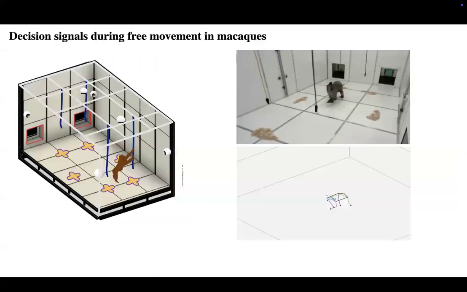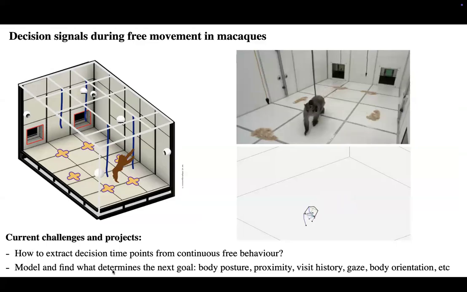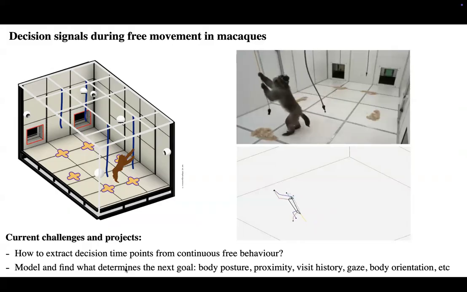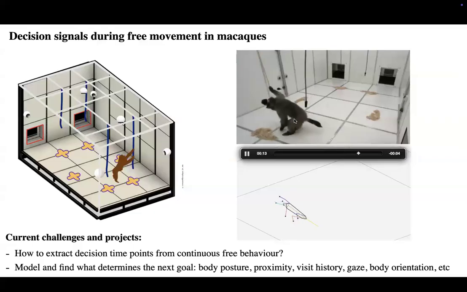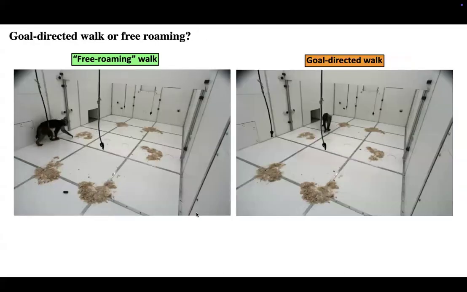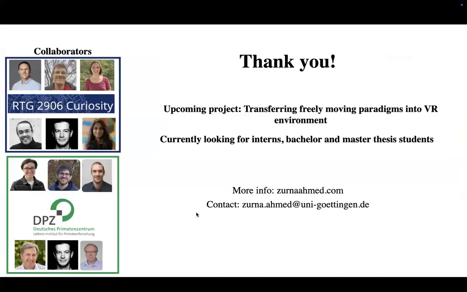One thing that I skipped before because I wanted to make this point is another very urgent question that we have right now: trying to come up with a model that can help us determine what determines the next goal. If I am here, what is the environmental factor that makes the monkey say, now I want to go exactly to this patch and not to this one? Is it the body posture? Is it the proximity? Is it the head gaze? Is it where I have been before already? Etc. It would be really cool if we can address this question and try to model it a bit. Now, this part I've talked about. Sorry for the back and forth.